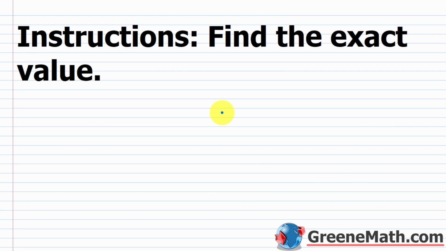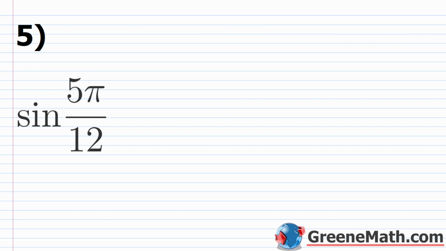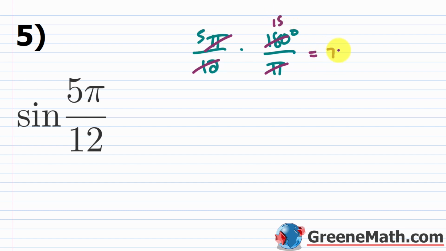All right, for the next few problems, we're asked to find the exact value. For problem 5, we're given the sine of 5 pi over 12. Again, if you're working with radians and it's difficult for you to break things up, just convert it over to degrees and then convert it back over. If you multiply 5 pi over 12 by 180 degrees over pi, the pi cancels. 180 divided by 12 is 15, and 15 times 5 is 75, so this is 75 degrees.